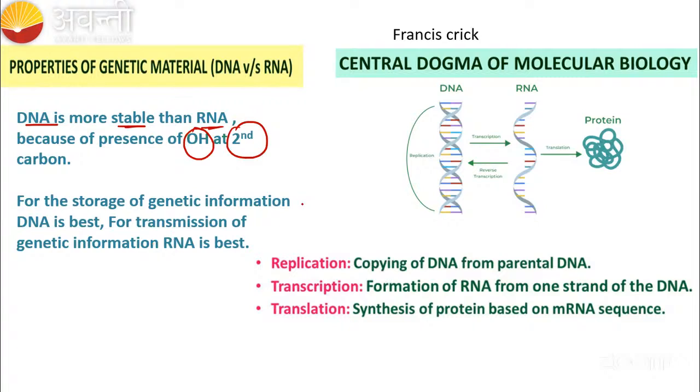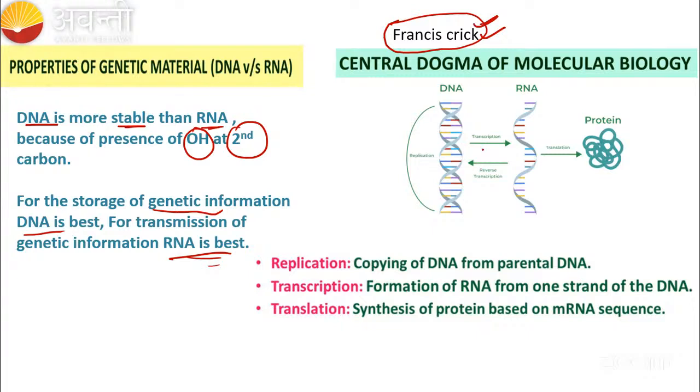Then coming to DNA and RNA: DNA is best for the storage of genetic information, whereas RNA is best for transferring the genetic information. Okay, fine. Then the central dogma of molecular biology was given by Francis Crick. Remember this also. In the match-the-following type of question, they will give the central dogma of molecular biology and ask the scientist's name. You have to remember the scientist name, Francis Crick.